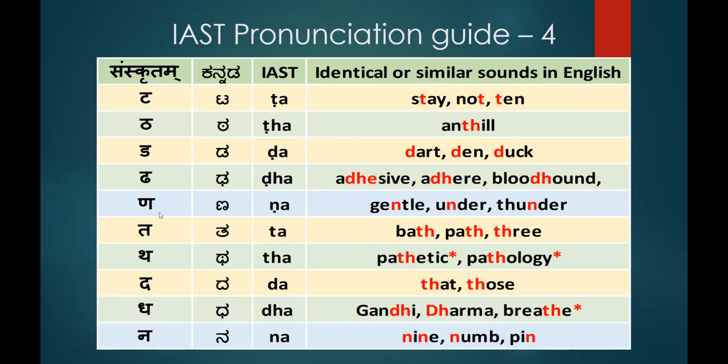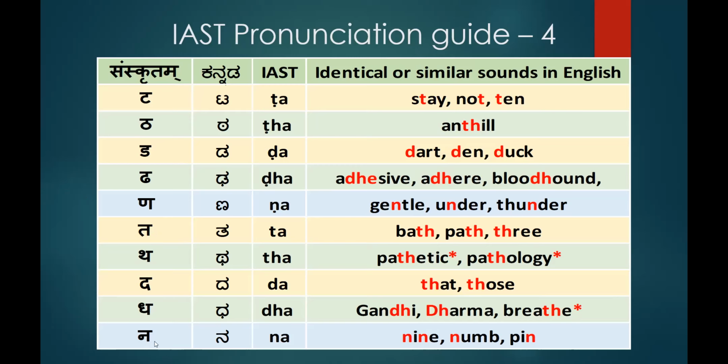Next, na. Na is again your tongue position you have to watch for: ta, tha, da, dha, na. The tongue is in the same position. The fifth anuswara sound that you produce is na, as in gentle, under, thunder. So the na portion is coming here. In most of these shlokas, people will get confused between na with a dot below and na. The n with the dot below is the one which is coming in the Tavarga series. The tongue is folded inwards in a retroflex manner and touching at the top of your mouth, which is called cerebral.